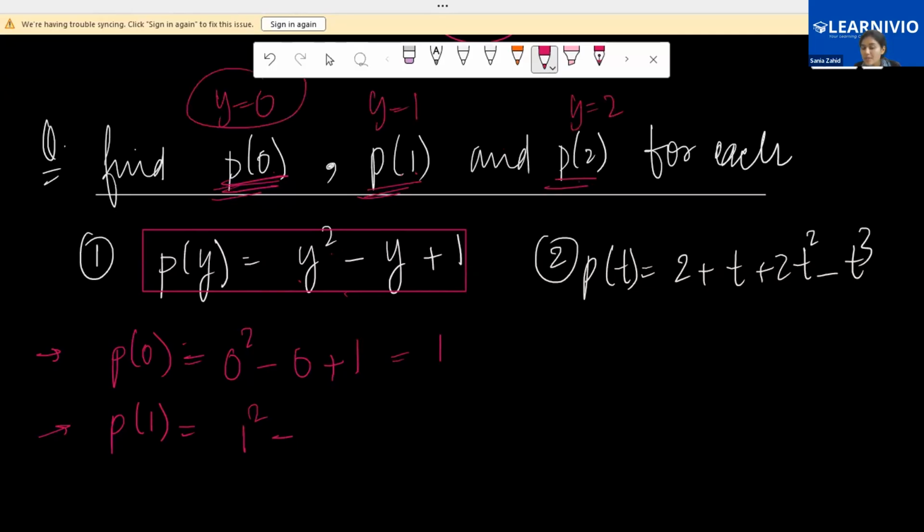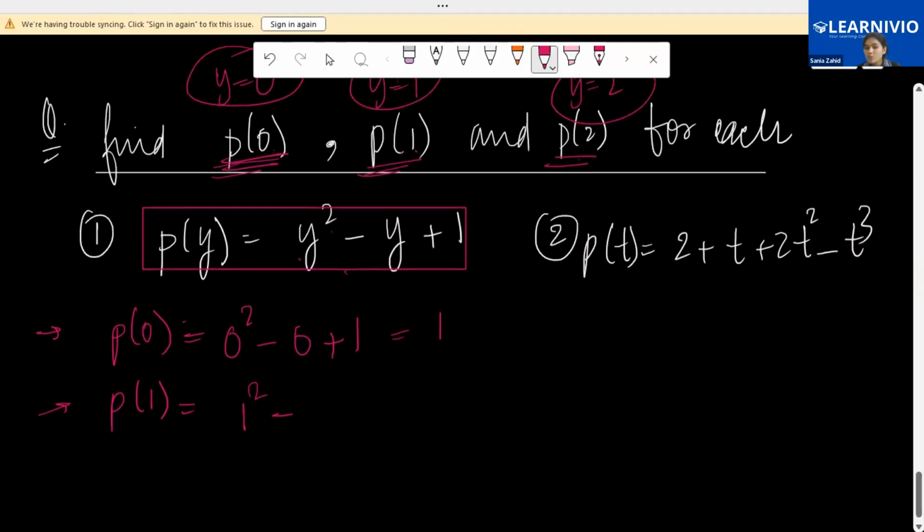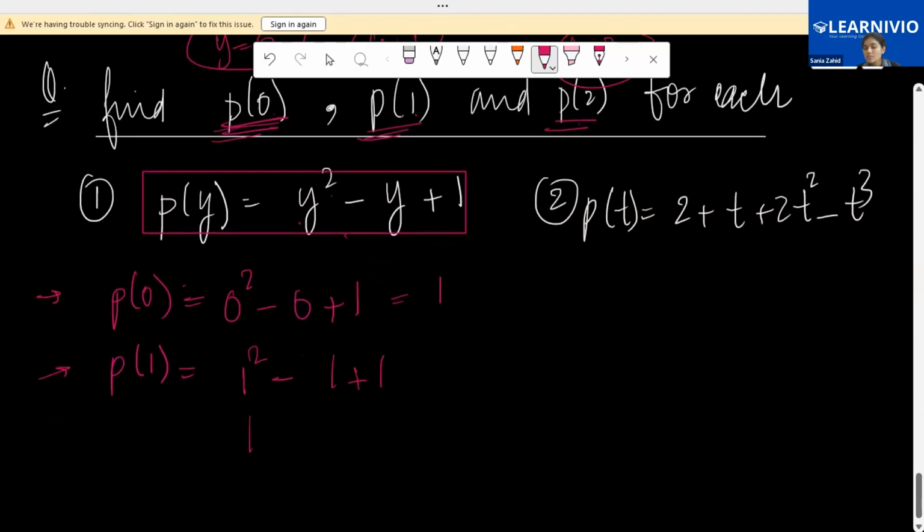So you know this type of question now, when it is given to you like this. But they can also give you P0, P1 and P2. Okay. So solve it like this. P1 means instead of y you put 1. So 1 square minus 1 plus 1. So 1 square is 1, minus 1 plus 1. So 1 minus 1 is 0. 0 plus 1 is 1 only.